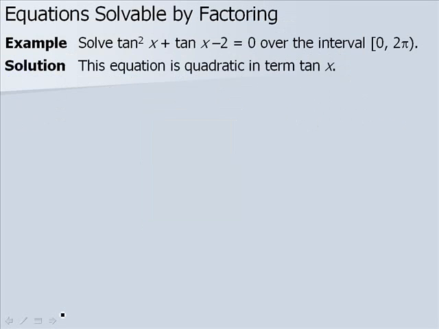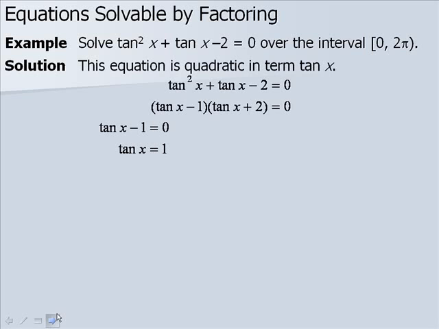Now let's look at equations that are solvable by factoring. We want to solve tangent squared of x plus tangent of x minus 2 equals 0 over the interval 0 to 2 pi. This equation is quadratic in terms of tangent of x, so we can factor it, and it factors as tangent of x minus 1 times tangent of x plus 2.